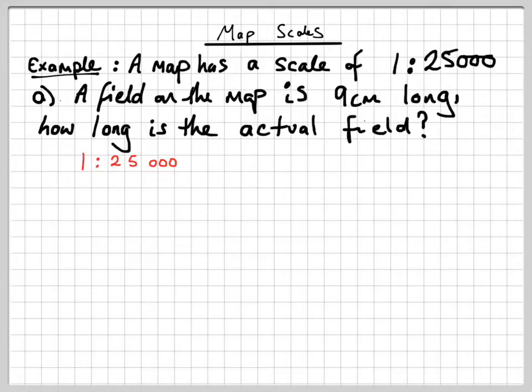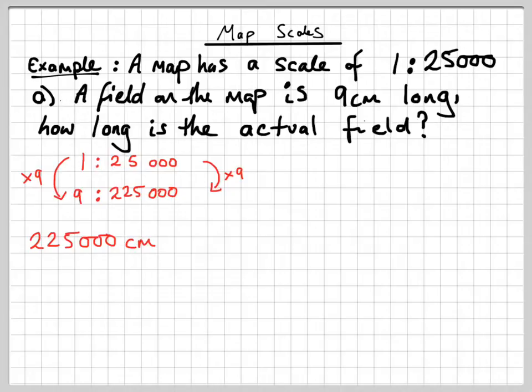So we'll write down what we've been given, and that is on the left hand side we have 9 centimetres. Now we simply look at what we've multiplied the left hand side by, 9, to give us that answer, and do exactly the same thing to the right hand side to keep it in proportion. So 25,000 times 9 gives us 225,000. We've actually got the answer here. The answer is going to be 225,000 centimetres.